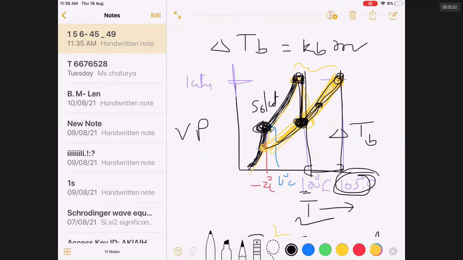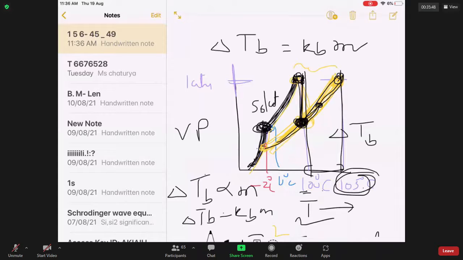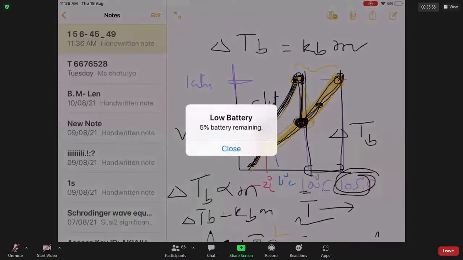Therefore, this graph depicts that the elevation in boiling point is directly proportional to molality of solute. It proves that delta Tb is equal to Kb into m. Kb is called the molal elevation in boiling point constant. Are we very clear, sir?